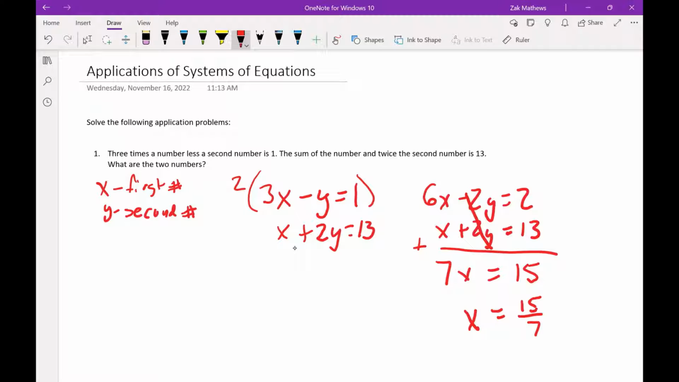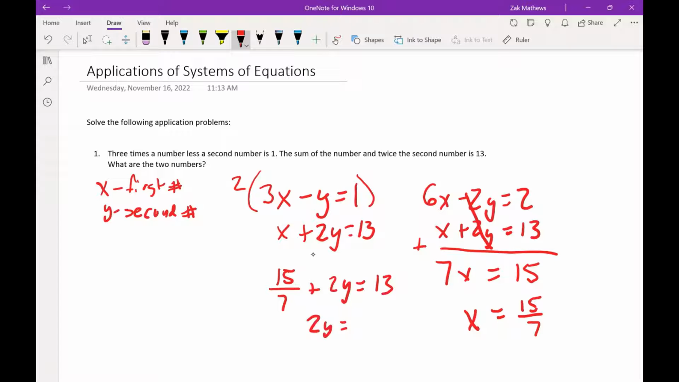Now that we have the first variable, we need to solve for the second variable. Well, I can take any of these equations to plug back into, makes no difference. I'll plug it into this equation right here for no reason at all, other than it's just nice and black. Say 15 over 7 plus 2y equals 13. I need to start by subtracting the 15 over 7. So 2y is going to be equal to 13 minus 15 over 7. And I'm going to use fractions just to make it a little bit cleaner, in my opinion.